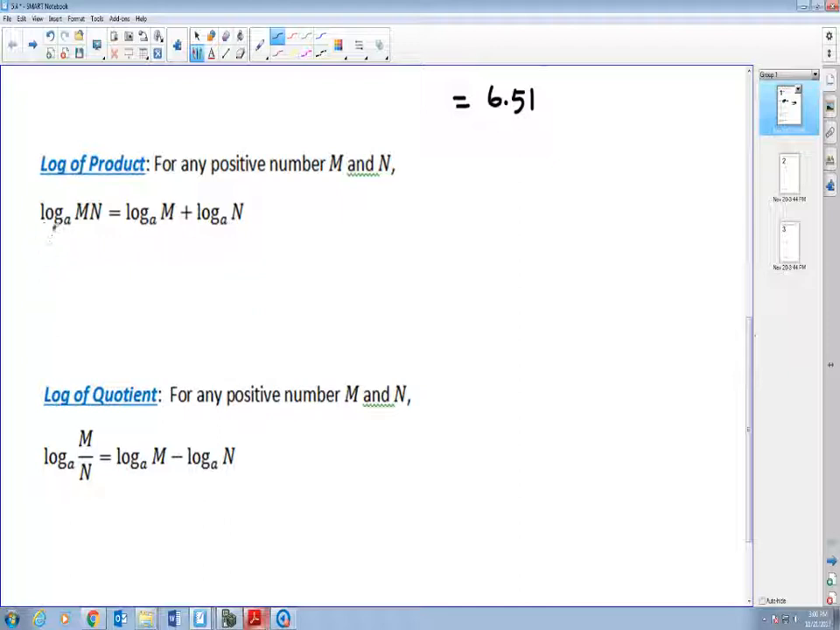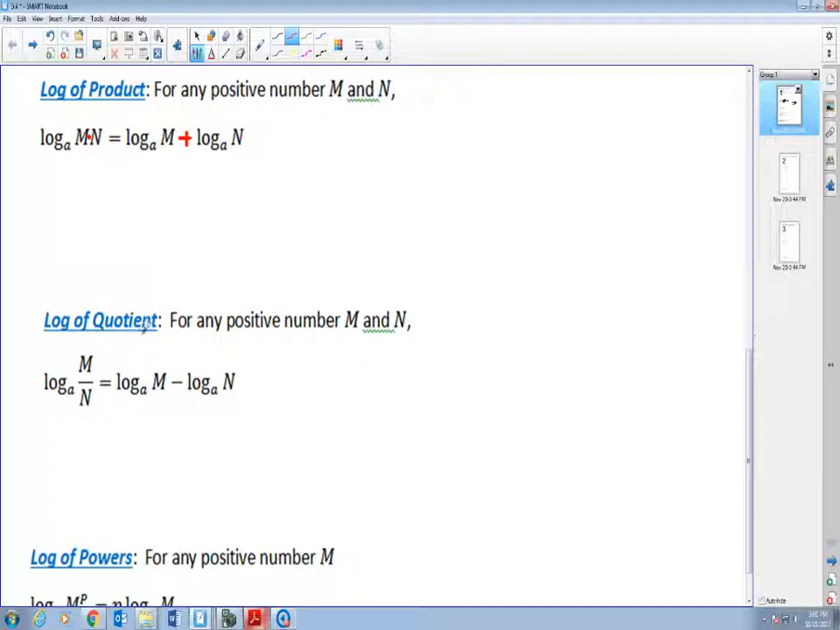So this one is called the log of a product. For any positive numbers m and n, if I have log with the base a of m times n, then I can rewrite my expression as log with the base a of m plus log with the same base a of n. So the multiplication inside my logarithm, I can rewrite with addition. This is called the log of a product.